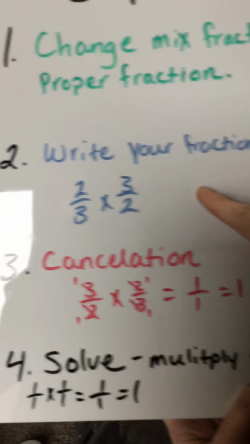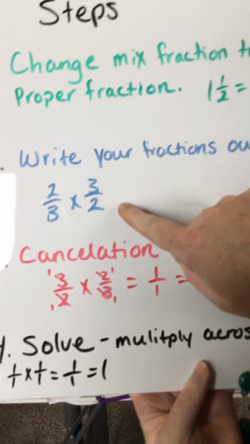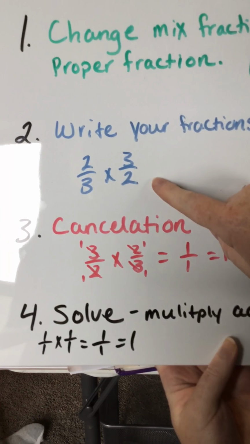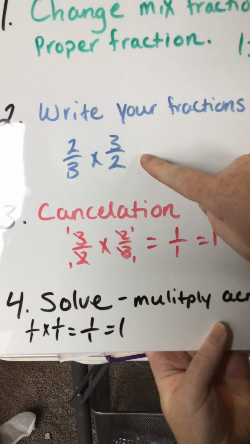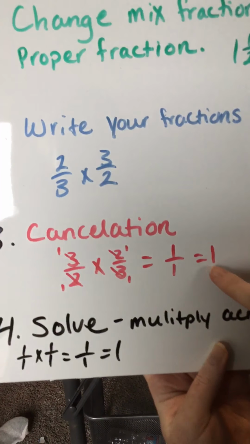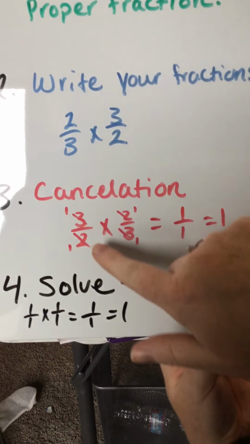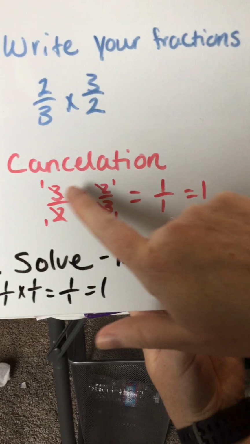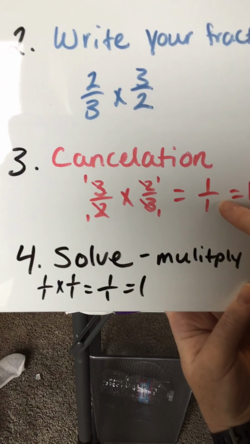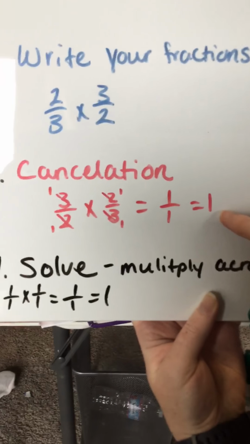Number 2, write your fractions out like this. 2/3 times 3/2, just like how your problem looks. Step 3, we're going to do cancellation. Can anything cancel? In this case, they can. So it becomes a new fraction of 1/1, then becomes 1.